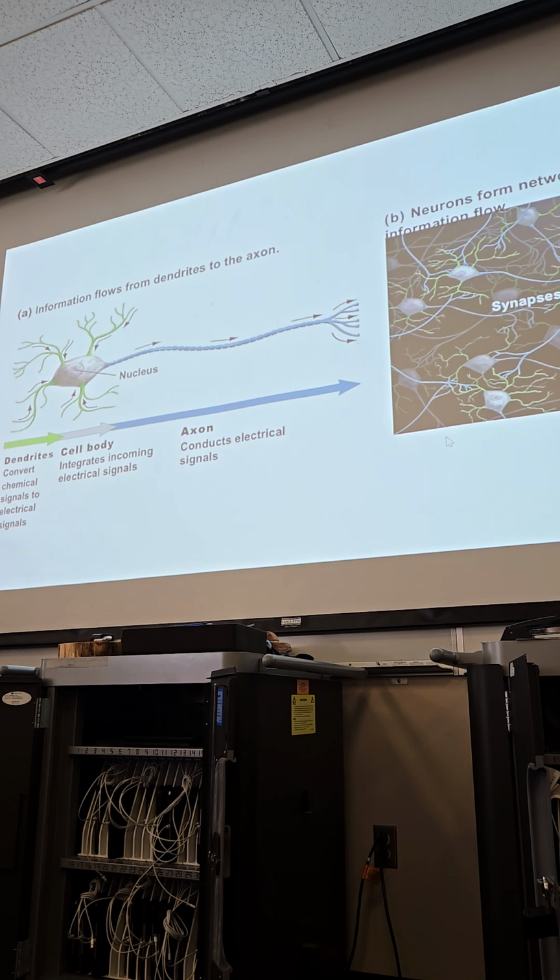So our dendrites are going to receive a signal. This could be a chemical signal. It could be an electrochemical signal. It could be a mechanical signal. It could be so many different things. Photons, light, it could be whatever. It's going to receive a signal. It's going to convert said signal into an electrochemical signal through a depolarization.